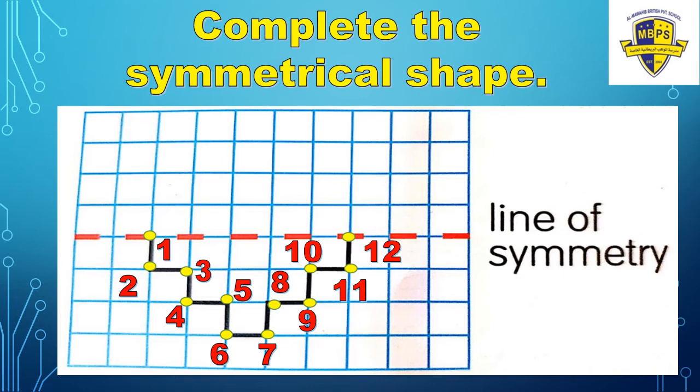Now there is something different here. What is it? Look at the shape. What's wrong with this shape? Very good children. Now this shape is below the line of symmetry. In the previous example we saw that the shape was above the line of symmetry. But students, we have to follow the same steps to complete the symmetrical shape.